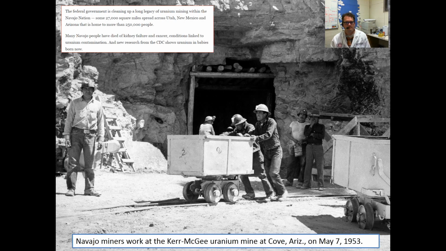This is a picture of the Navajo miners on the Navajo Nation land at the Kerr-McGee uranium mine. And these uranium mines are all over the place. They're all over Utah, the Navajo Nation, all over Arizona portions of the Navajo Nation and other parts, and New Mexico, Colorado as well. This is sort of a legacy contamination site. Many Navajo people here died from kidney failure, and there's also new research that shows that uranium is in the babies of the grandfathers even. So it's a pretty serious problem.